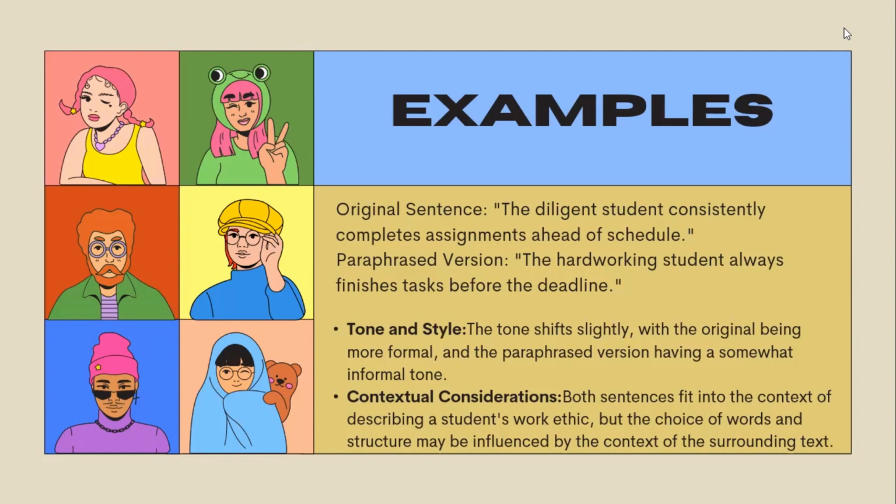And then the tone and style. The tone shifts slightly, with the original being more formal and the paraphrased version having a somewhat informal tone. And the last one is the contextual considerations. Both sentences fit into the context of describing a student's work ethic, but the choice of words and structures may be influenced by the context of the surrounding text.